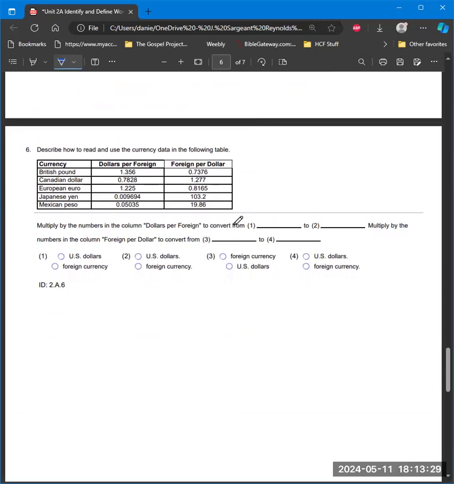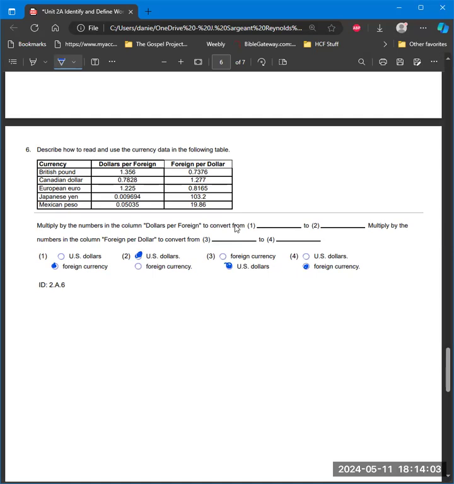Describe how to read and use the currency data in the following table. We've talked about this in a previous video. We can multiply by the numbers in the column dollars per foreign to convert from foreign currency to US dollars, or we can multiply by the numbers in foreign per dollar to convert from US dollars to foreign currency.